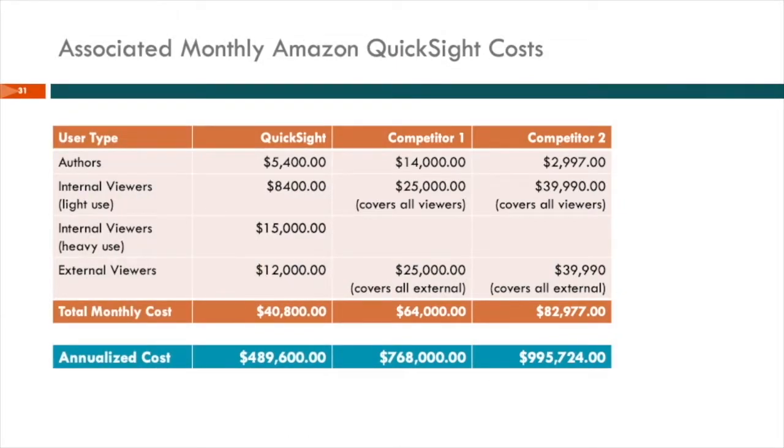Now, if we compare it to the competition out there, we're looking at $64,000 and $83,000 a month for those guys. Annualize it, you're looking at about $500,000 a year to support that scenario with Amazon Quicksight. You're looking at $750,000 a year for one competitor and almost $1 million a year for the other competitor. Now, in this scenario, we're dealing with things like, how do we deal with high availability and things like that with those other customers. This does not take into account all the infrastructure management costs that you have to take on with them. This is just license fees.